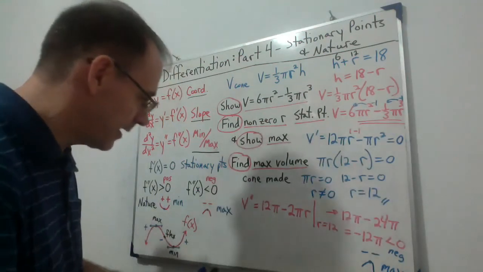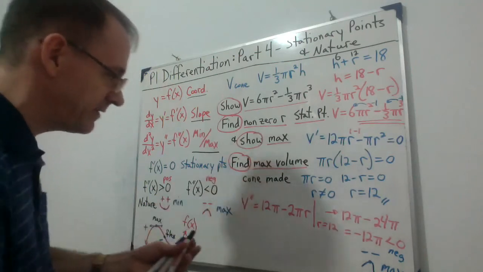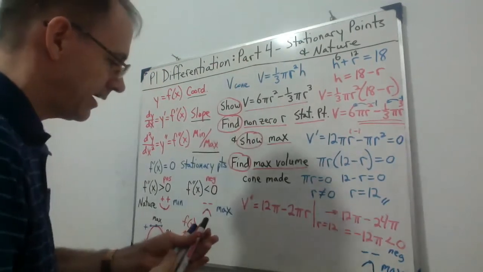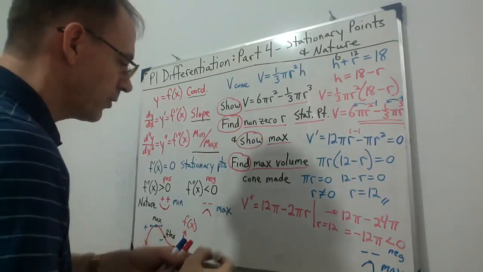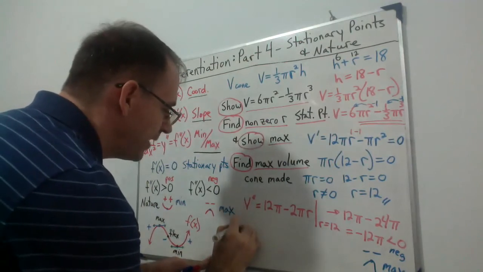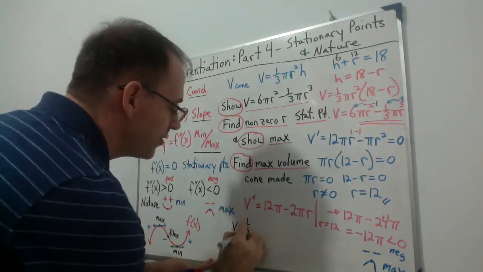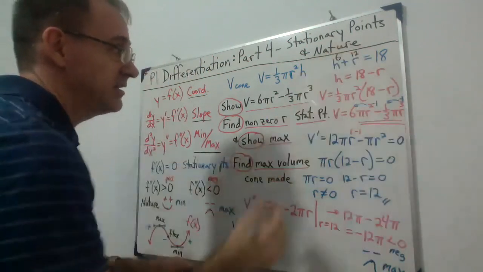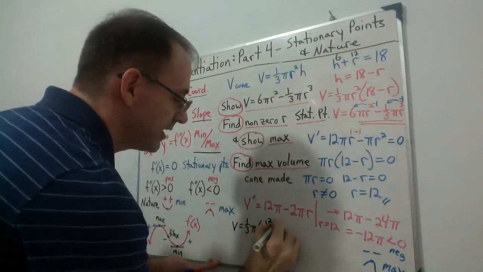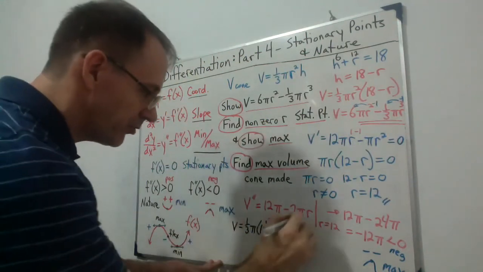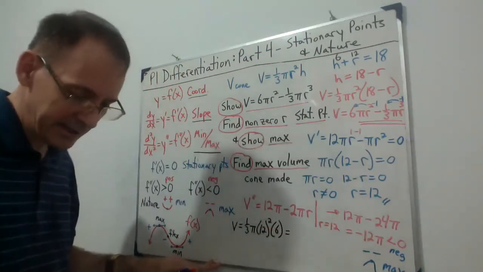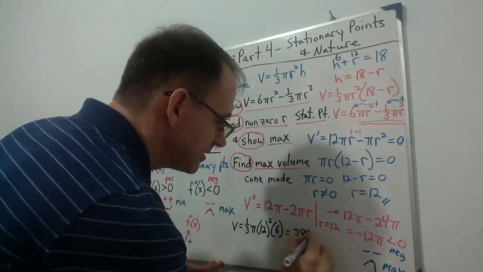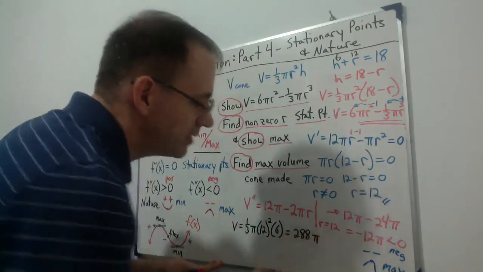So let's now find that maximum value. We come back to our original equation here. And so we're going to get volume. Let's find the volume when we have 1/3 pi 12 squared, that's our radius, times 6. And when you multiply this out, you can use your calculator. When we multiply it out, we get 288 pi, which you could leave as your answer.